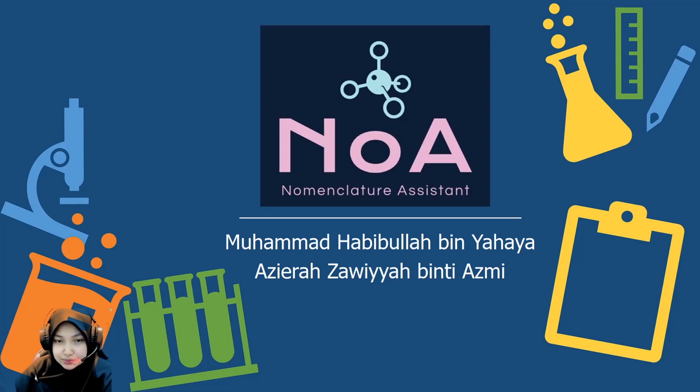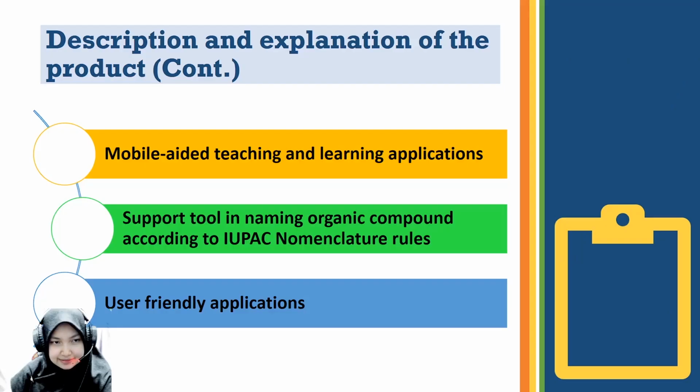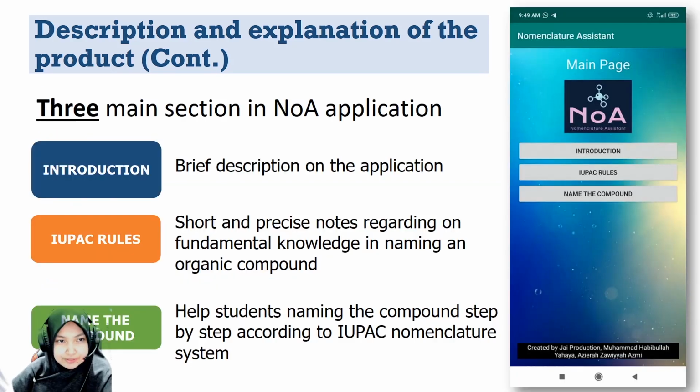Today I would like to present to you the NoA application, where NoA represents the Nomenclature Assistant. This NoA application is a mobile-aided teaching and learning application that can be used by students and also lecturers. It is also a support tool in naming an organic compound according to IUPAC nomenclature rules, where students learn about organic compounds in organic chemistry classes. This app is also user-friendly, where students and lecturers can download and install it on their phones.